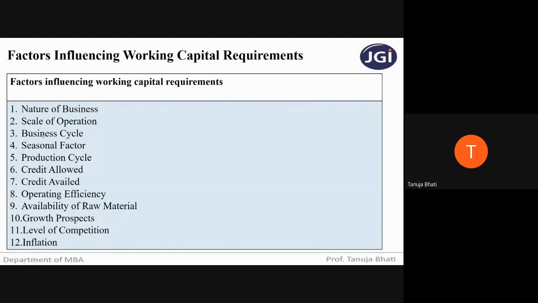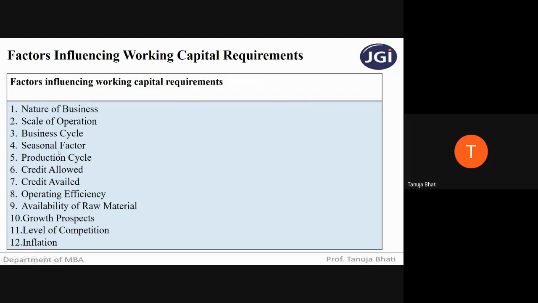So business cycle means, for every business, it is not that the entire year the business will be very good. For some seasonal businesses, or you can say for some business houses, the business will run for 4 months, and for the remaining months the business will be very down. So when the business is very down, less working capital is required. When the business is booming, more working capital is required.